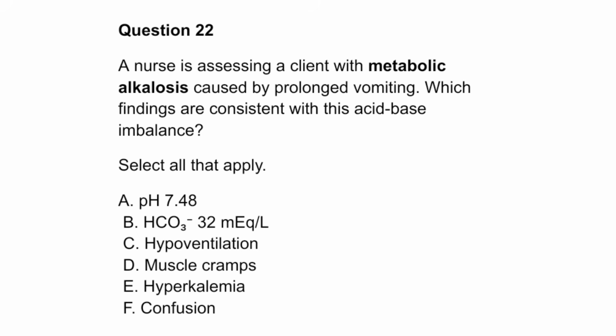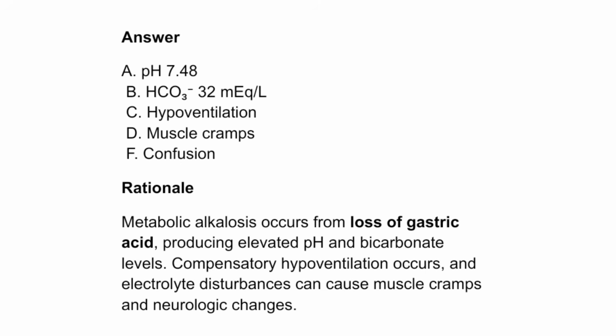Question 22. A nurse is assessing a client with metabolic alkalosis caused by prolonged vomiting. Which findings are consistent with this acid-base imbalance? Select all that apply. A. pH 7.48. B. HCO3 32 milliequivalents per liter. C. Hypoventilation. D. Muscle cramps. E. Hyperkalemia. F. Confusion.